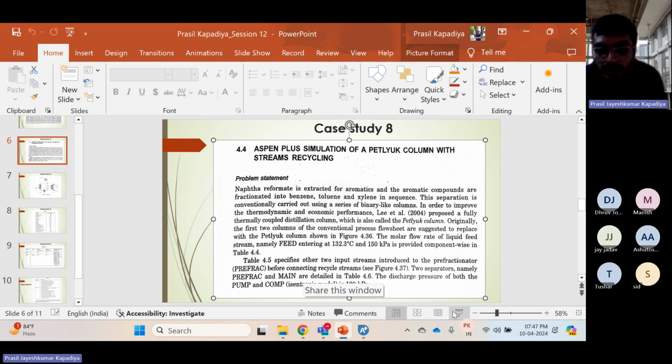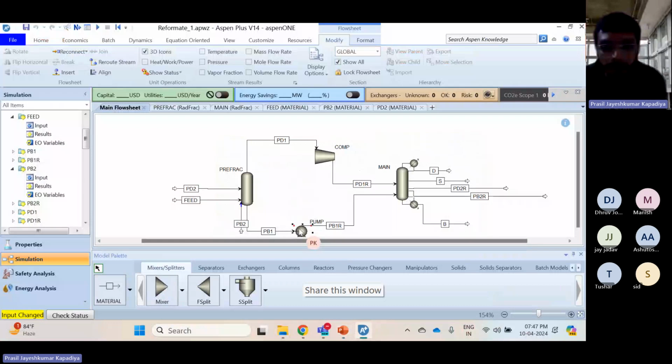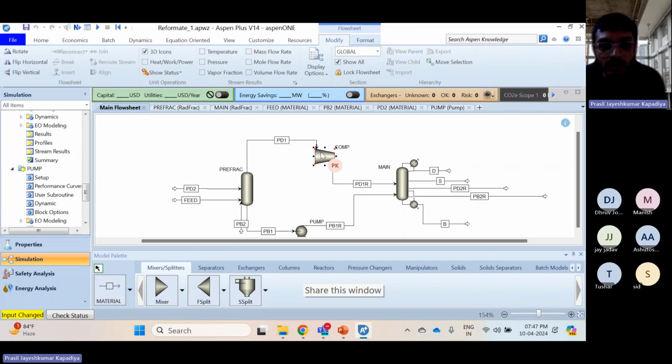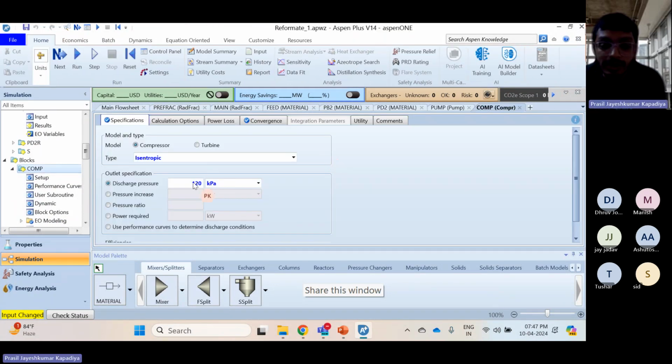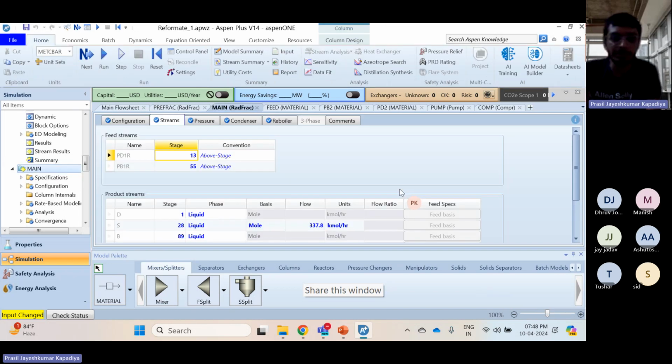Discharge pressure of both the pump and compressor are 120 kilopascal. So for pump, it is 150 kilopascal. And similarly for compressor also, sorry, it is 120, not 150. I spoke 150. It is 120 kilopascal, right? Now we need to check input for three stream.